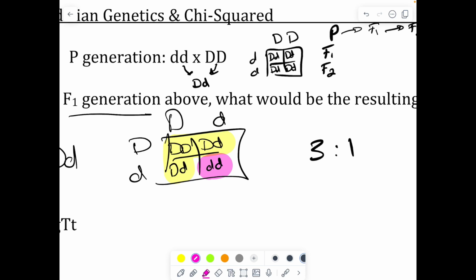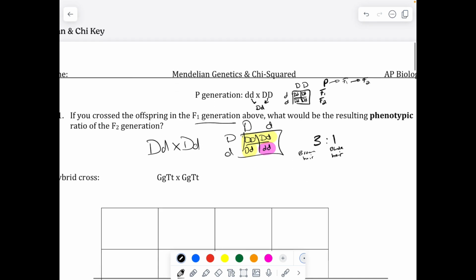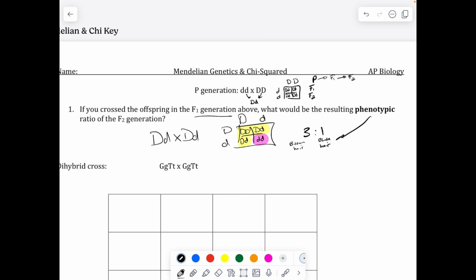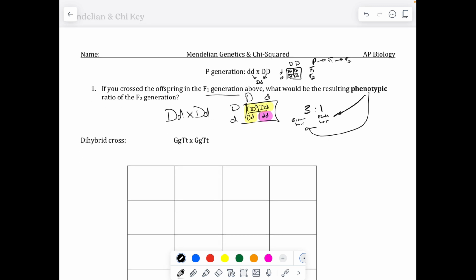So for example, if big D is the gene that codes for the protein to make brown hair, the ones in the yellow would have brown hair, and the ones with the two little d's might have something like blonde hair. So phenotypic is the physical trait, so the physical trait is what we're talking about, not the genotype, the phenotype.